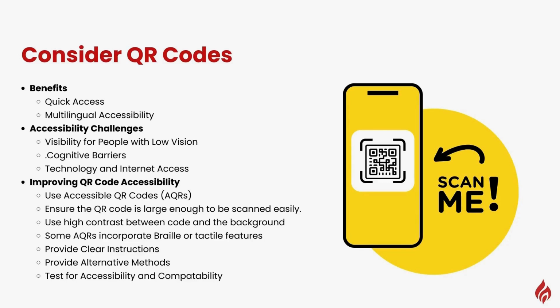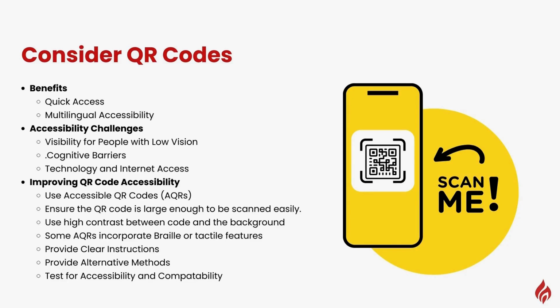Test for accessibility. We've talked about this just a few moments ago. Make sure that the code and the instructions work well with screen readers and are accessible on different devices, even older smartphones. If someone can't use the code, well then give them other ways to access the content, like a phone number, for example, old school, or a text, a simple website URL, or even printed instructions.